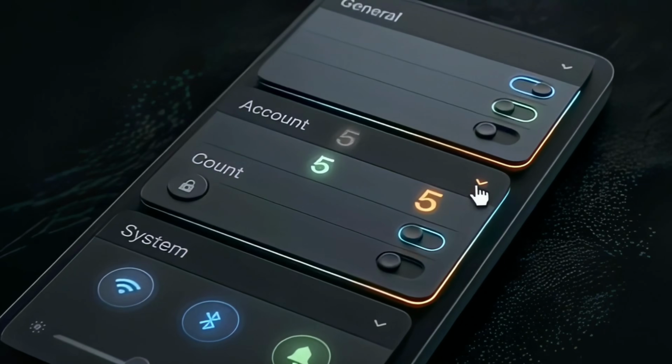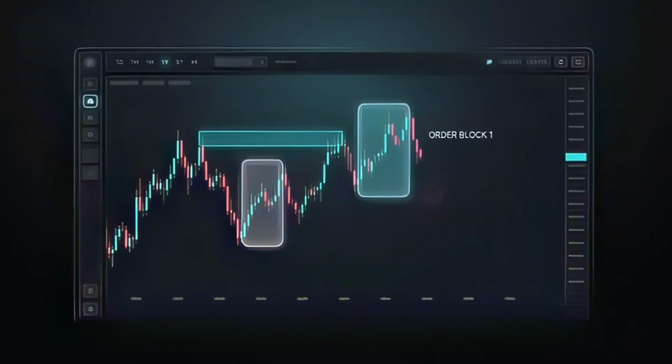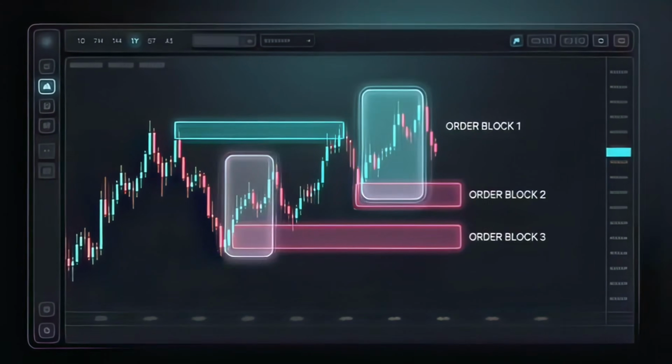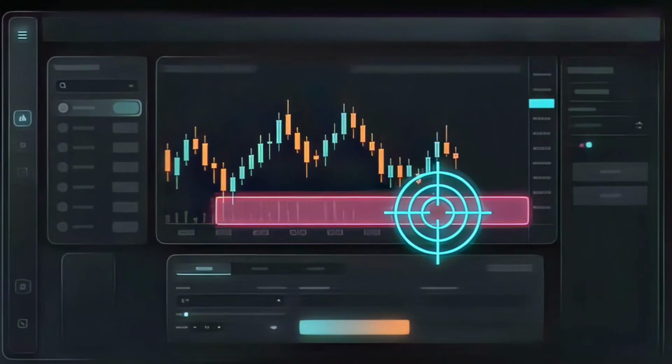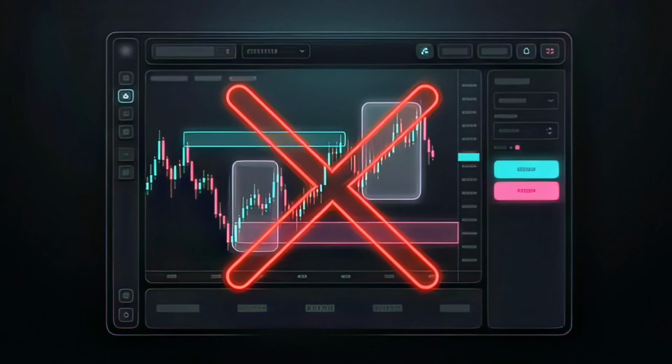This is the setting I would change first, and I would change it down, not up. Displaying 3 swing order blocks at a time forces you to focus on the zones nearest to current price, which are the only ones with any real chance of being traded soon. A chart showing 10 historical order blocks looks clever and helps you not at all.